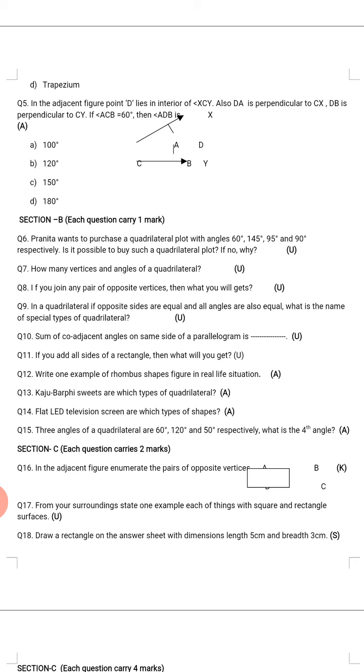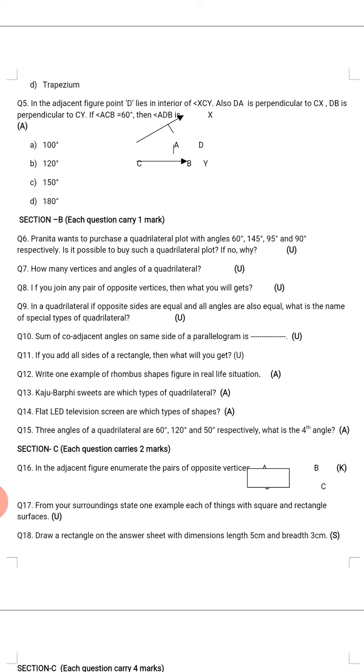So sum of co-adjacent angles, they know the definition of co-adjacent, and here the question asks: the sum of co-adjacent angles of a quadrilateral, of a parallelogram, is dash. So this question goes to the understanding. Now question number 11: if you add all sides of a rectangle, then what you will get? They know the definition of the perimeter, but they are adding all sides here. So this question goes to the understanding.